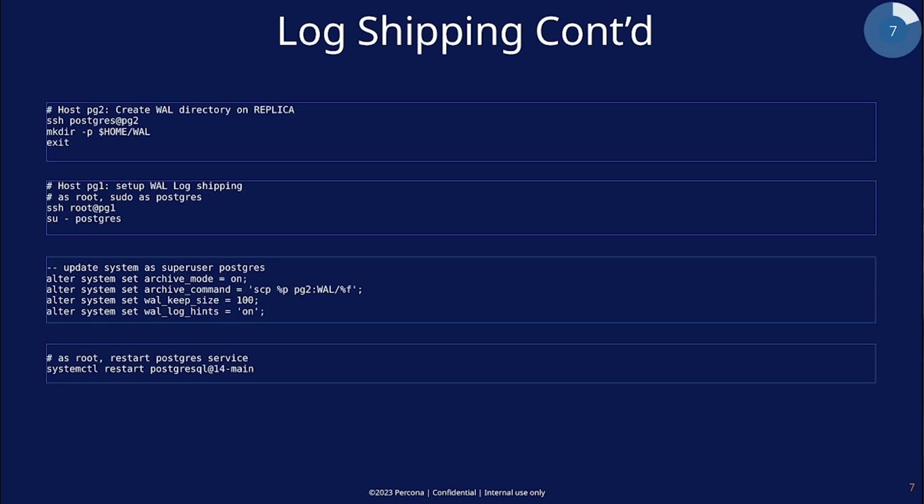Then, wal_log_hints. We aren't really using it. This is a good practice, especially when you're going to be using pg_rewind in your system. It's just good practice. So, some of these settings require a restart. Some of them just need a SIGHUP. The one that really matters for a restart is archive_mode.